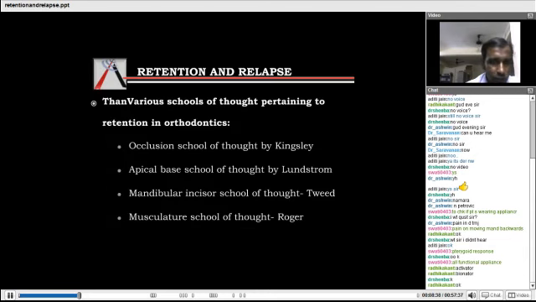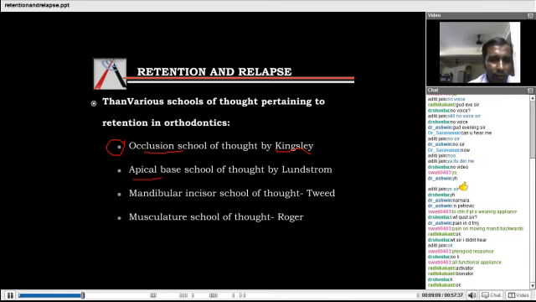So you know there are different schools of thought. The most important thing here is that your MCQ question will be on the names given by different schools. Okay, occlusion school, given by Kingsley. He basically believes that you have to maintain a tight contact and proper occlusion to prevent worsening of retention. When you're trying to treat a case, you have to maintain the proper occlusion. That was the main concept.